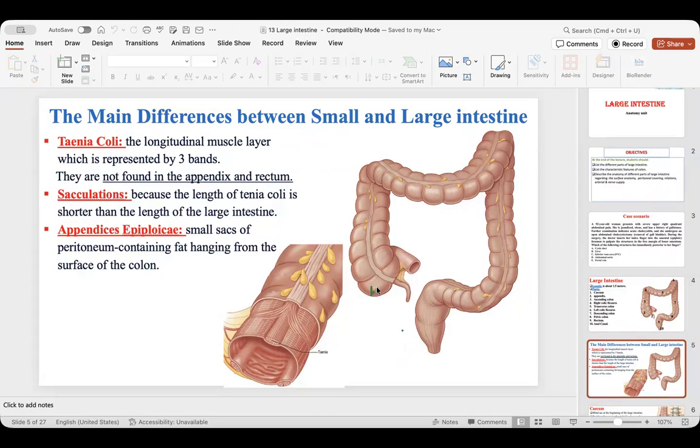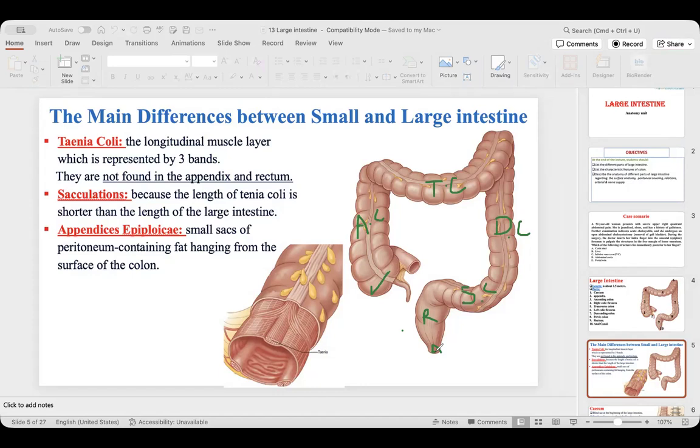This is the cecum, and this is the ascending colon, and this is a transverse colon, descending colon, sigmoid colon, and finally rectum and anal canal. These are the parts of the large intestine.